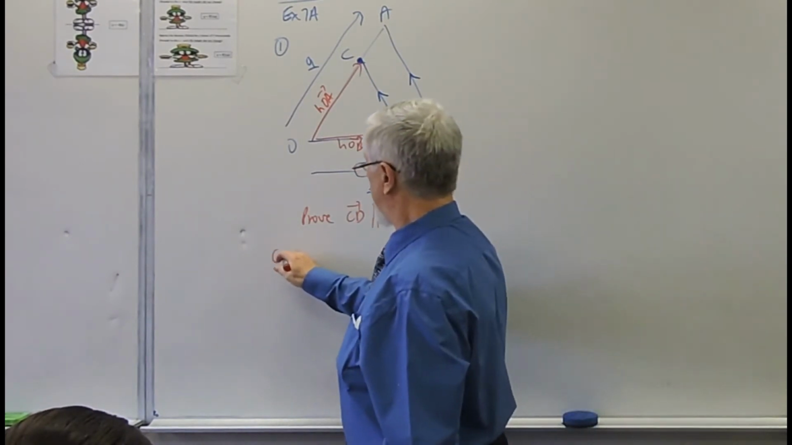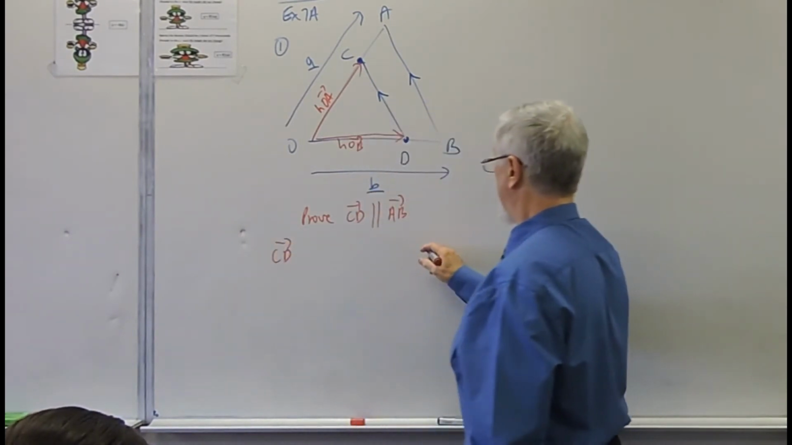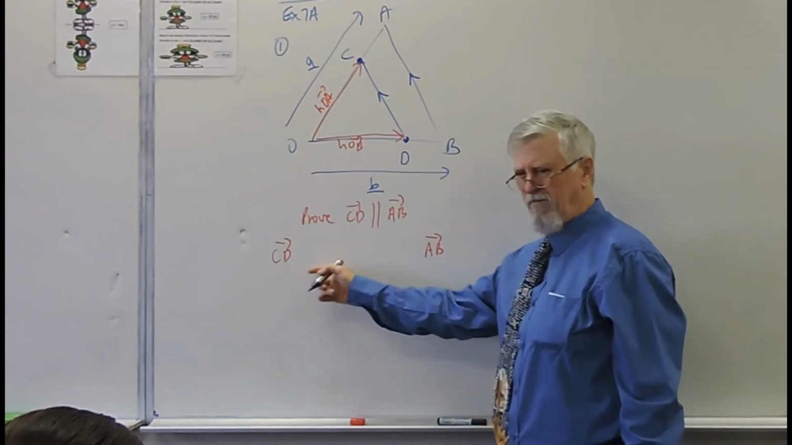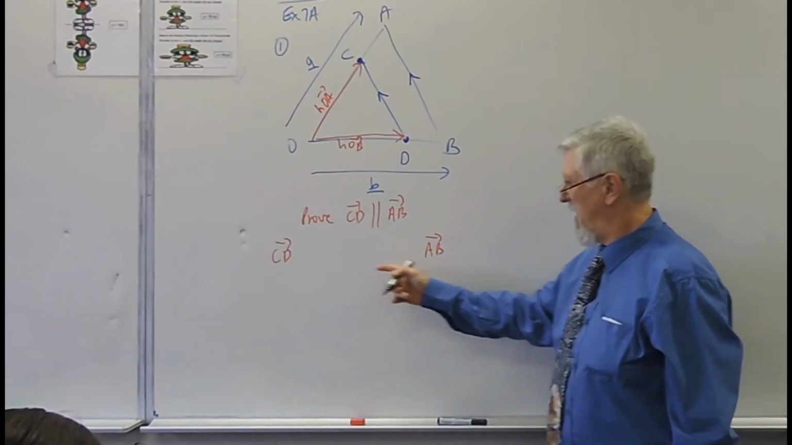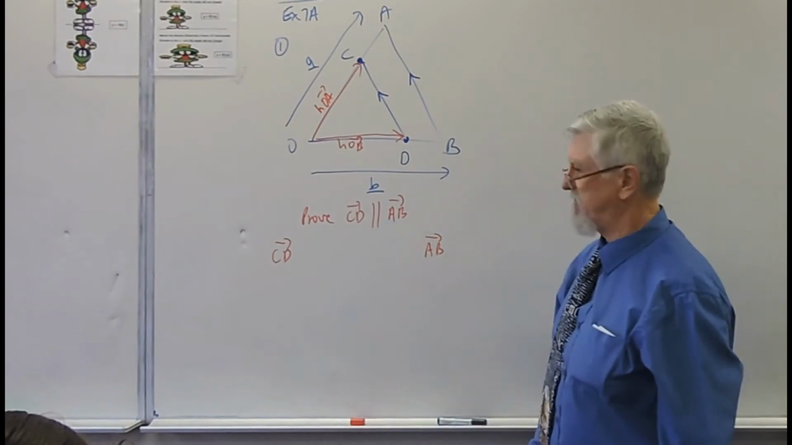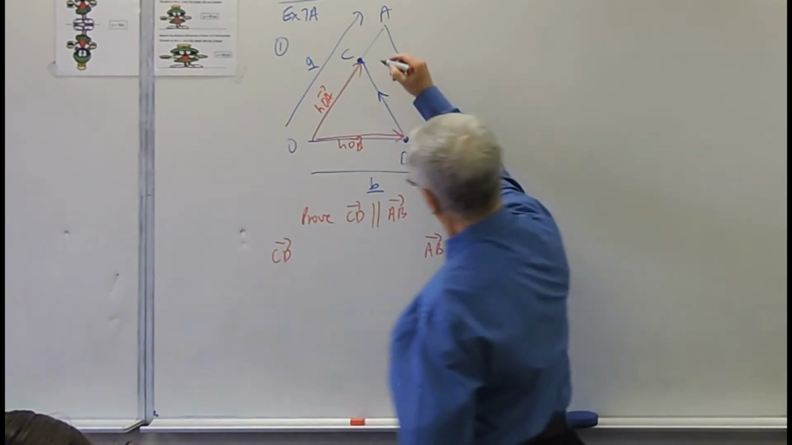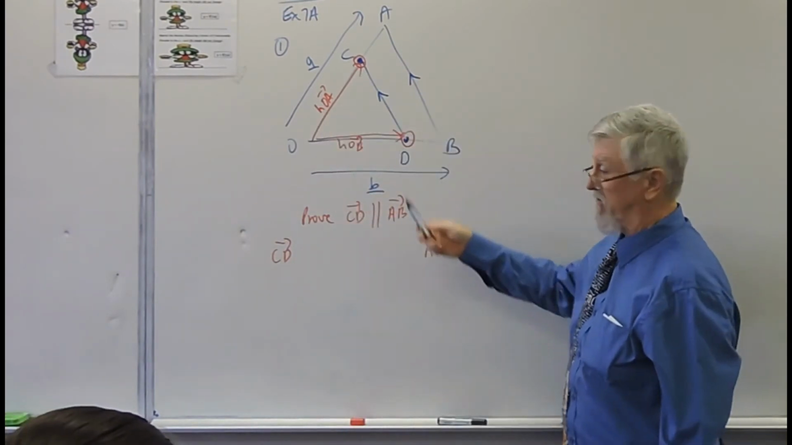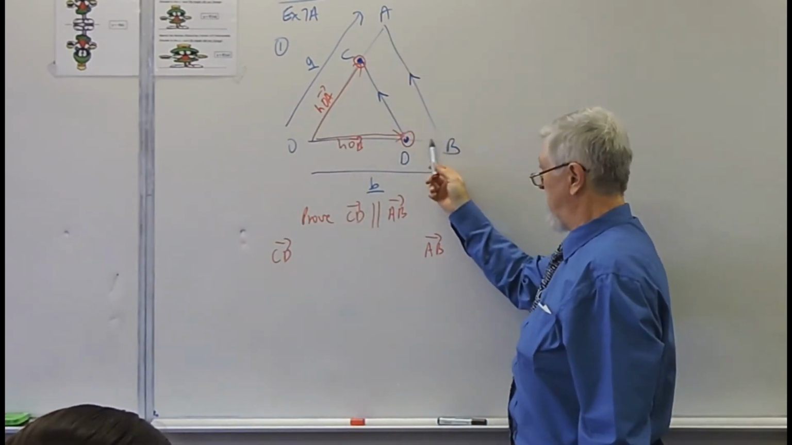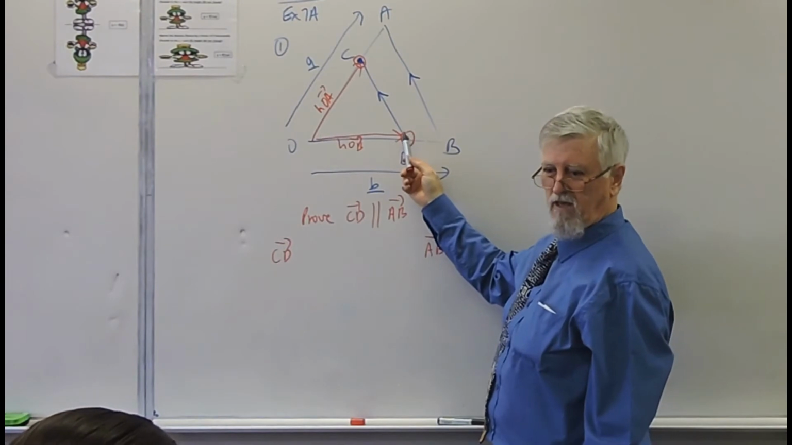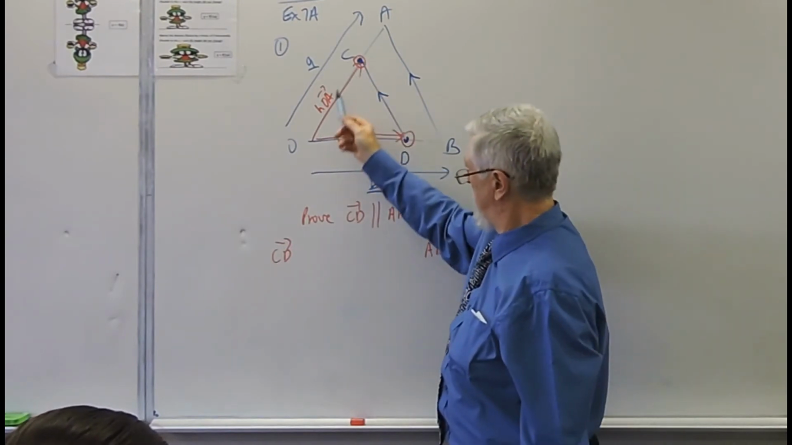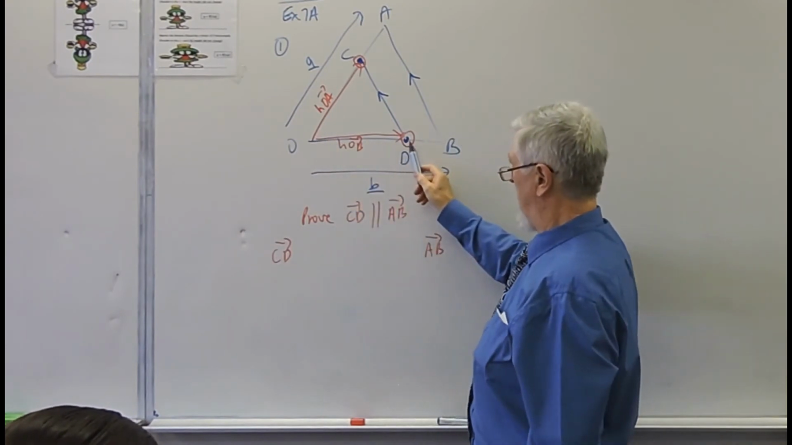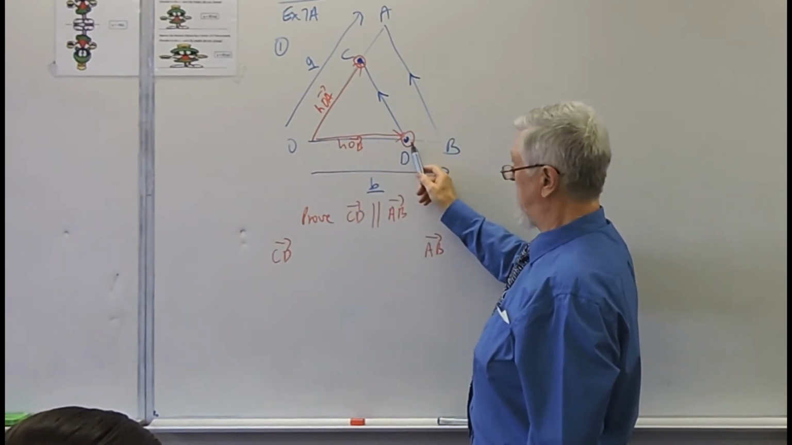I want the vector CD and I want the vector AB. I'm going to get them. How do I get the vector CD? How do I go from C to D? I could do this if I wanted to. I could go up there, across there and back down there. That's the long way. Or I can just go there and go across there. So any two vectors, any time.